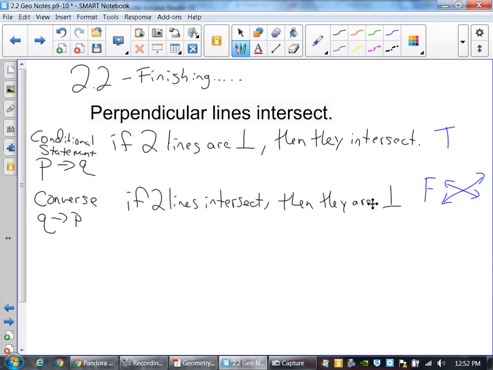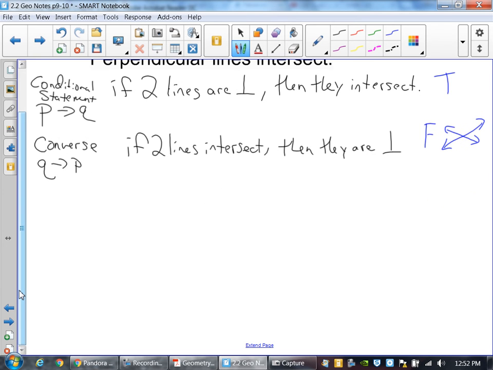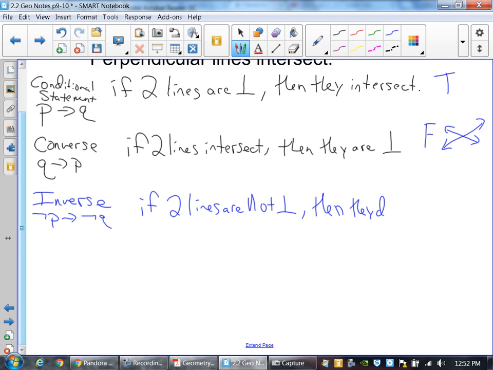Now, if I use this inverse, I go back to the original statement. If two lines are not perpendicular, then they do not intersect. That's what that would look like. Is that a true or false statement? Why? Give me a counterexample. Why would this be false?